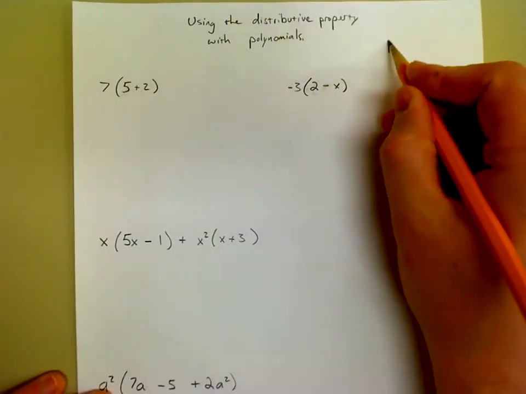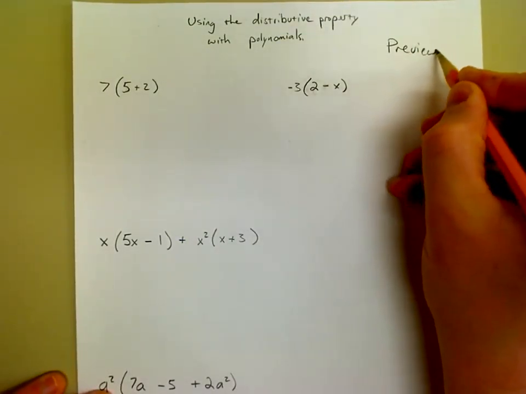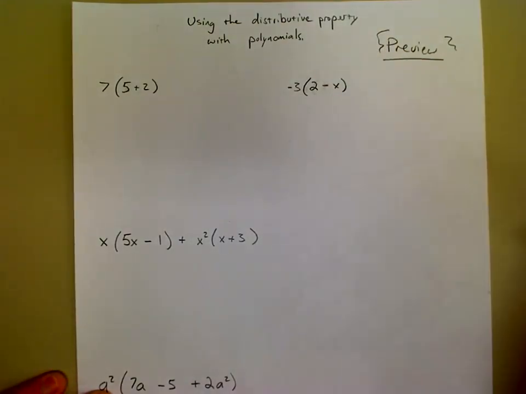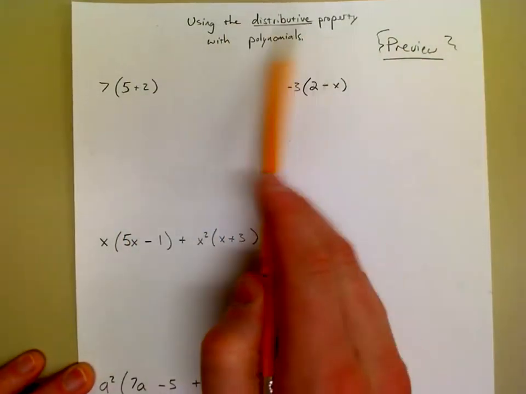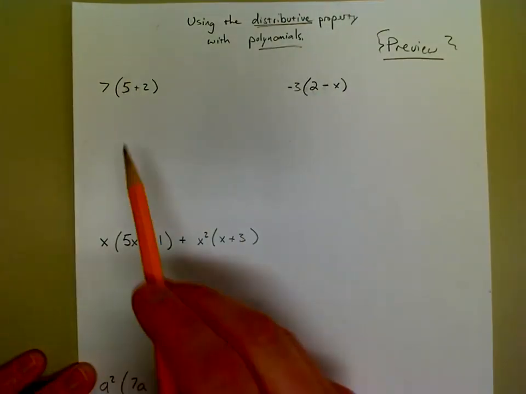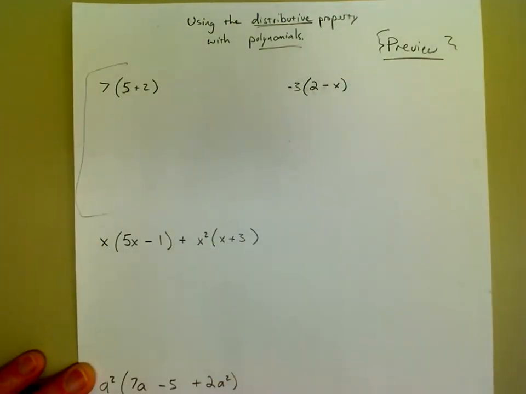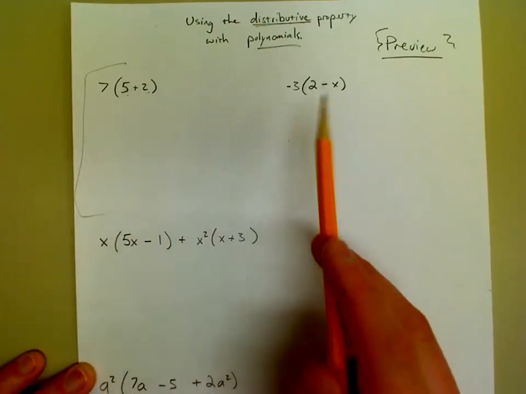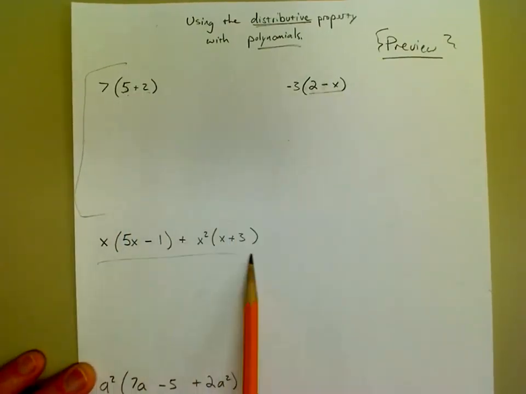So I wanted to give you a little preview of what is to come. Alright, so we're going to use the distributive property on some polynomials. So before we do that, first just the distributive property on some just constants here, some simple things, and then I'll do one with a variable. Then we'll come down here and do some polynomials.